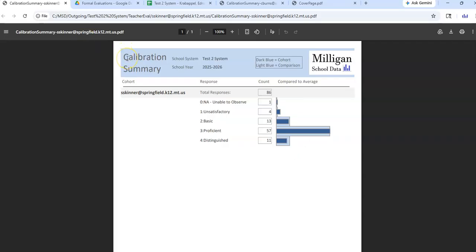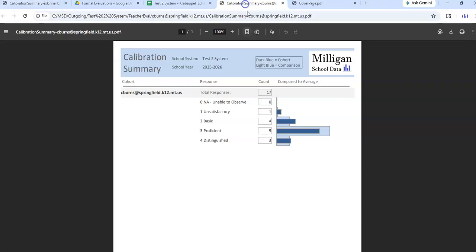I call this the calibration summary because what this allows you to do is maybe calibrate your expectations next year. If you find that your evaluation counts are much higher or much lower than the average, that might be something you want to take a look at in your evaluation techniques and your evaluation expectations, to calibrate and adjust that for next year.